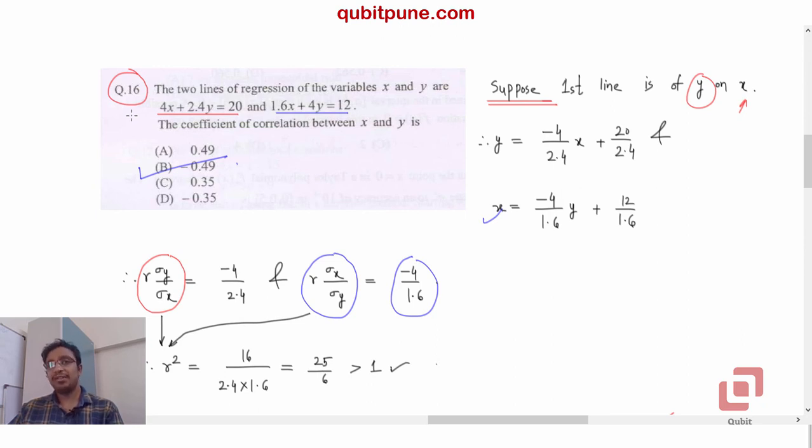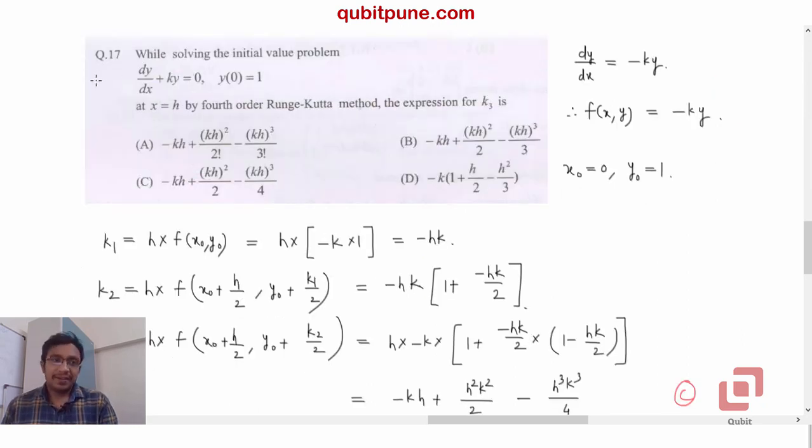Let's now go to question number 17. Numerical methods, specifically numerical methods to solve first order differential equations. While solving the initial value problem dy by dx plus ky equal to 0, y of 0 is 1, and x equal to h, by the fourth order Runge-Kutta method, the expression for k3 is... this is purely formula based. You have to know the formula, otherwise you will not be able to solve the problem.